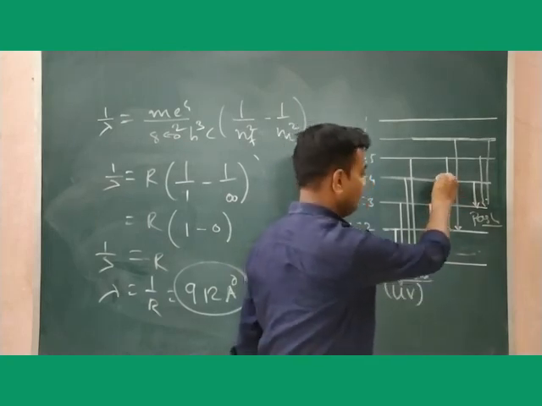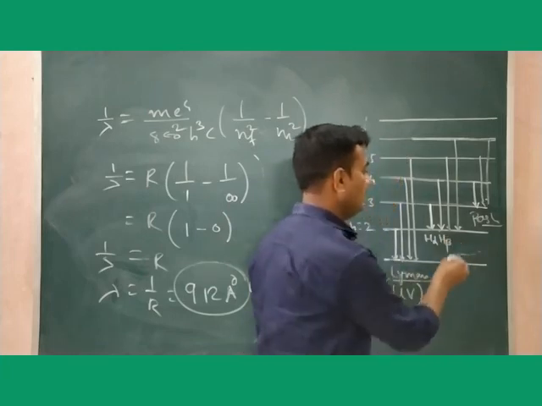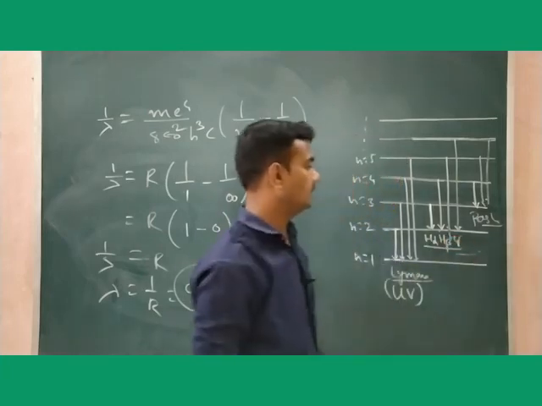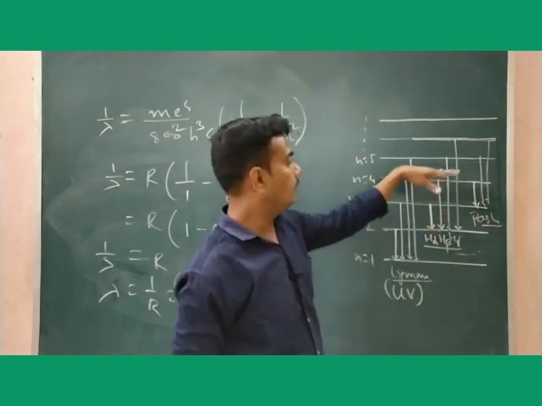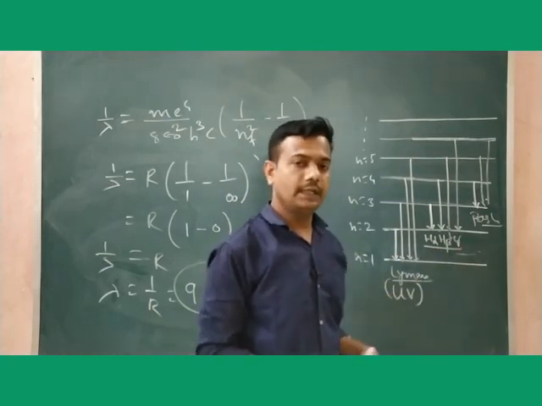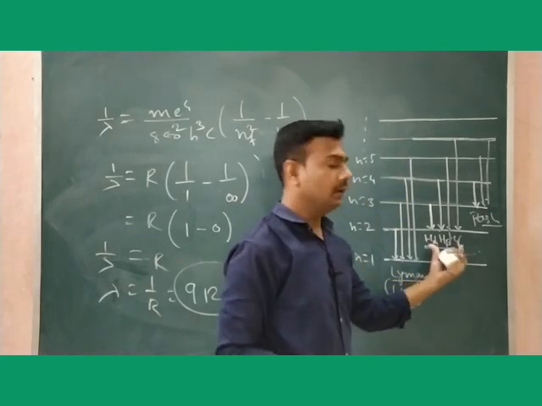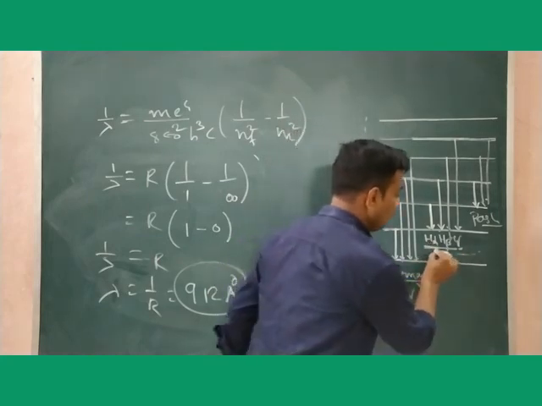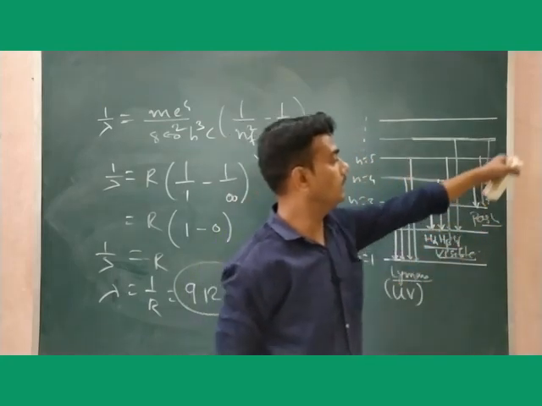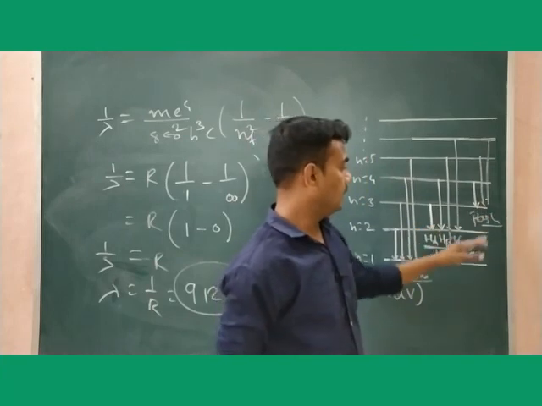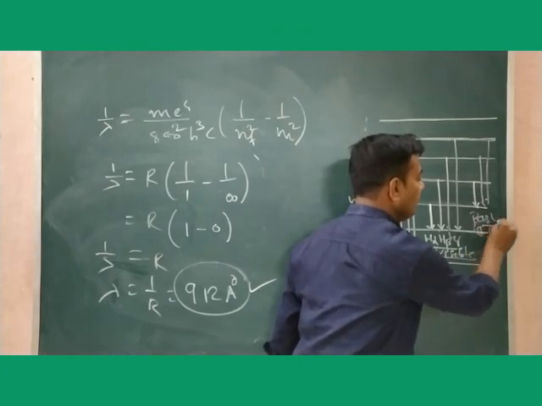Similarly, if the n equal to 4 to n equal to 2 transition takes place, the line is known as H beta, and then H gamma. So H alpha, H beta, H gamma are the lines emitted by electrons due to transitions from n equal to 3, 4 and so on to the second energy level. This Balmer series lies in the visible region of the electromagnetic spectrum, and the series beyond it, the Paschen series, Brackett series, lie in the infrared region of the electromagnetic spectrum.